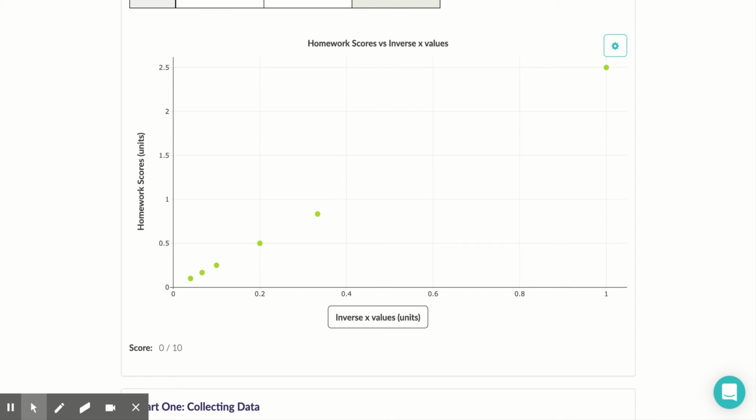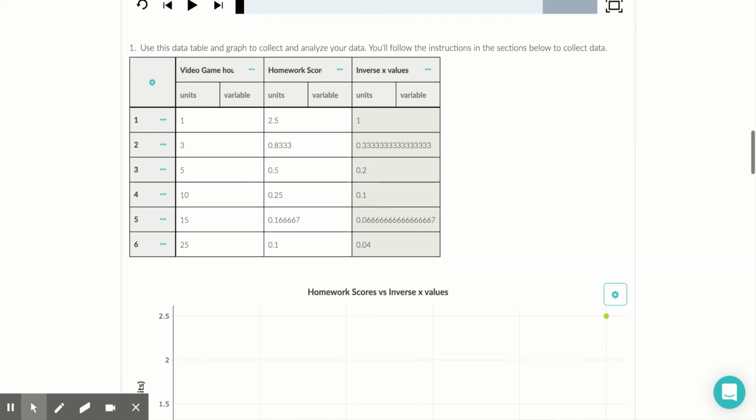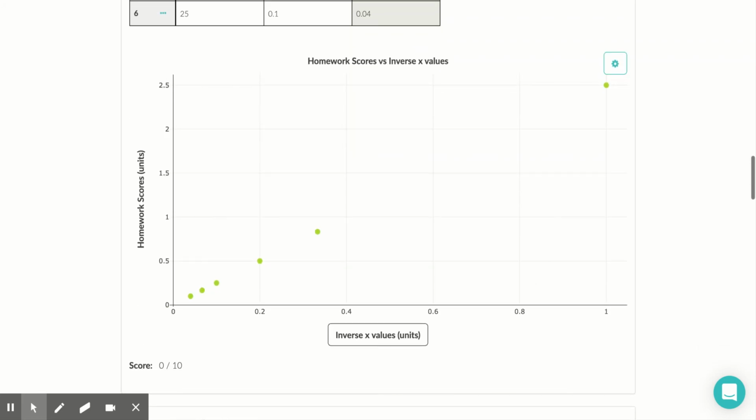If this wasn't completely linear, I would go back to my values here and I would change it and I would do something else to those x values. Maybe I would do an inverse squared and try that and then see if that's a linear fit. And I would just keep going back and forth until I get the right fit.